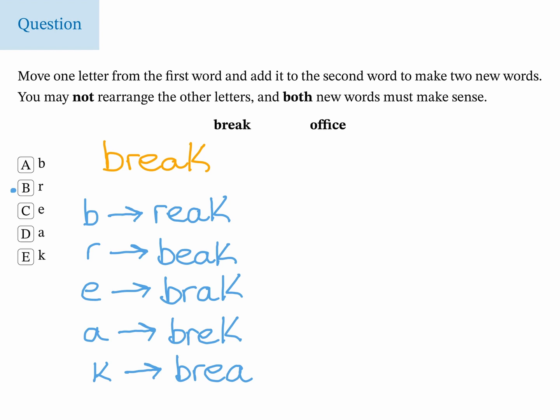So already we can probably tell that the correct answer to this might be R, because it's the only letter we can remove that gives us a word that makes sense. And in your actual exam, if you reach this point, you might well say, right, I'm pretty sure the answer is R. I'm going to mark that and move on to the next question. But as this is the first one we've looked at together, let's just check whether we can put R into the second word and create a new word.